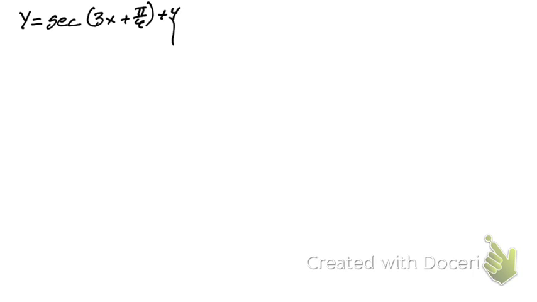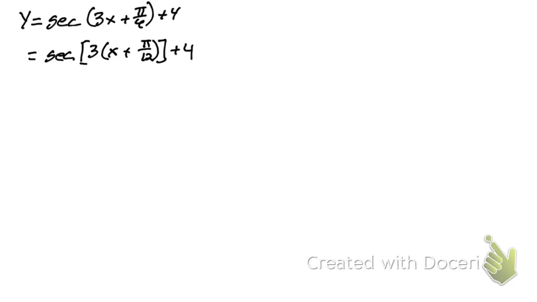So assuming the first thing you might have done is you maybe rewrote this as secant, and you'd probably pull out a 3. So we'd have 3 times x plus, and that would be pi over 4 divided by 3, which would be pi over 12. Plus 4. So we're good there?